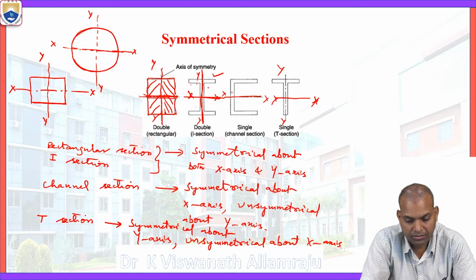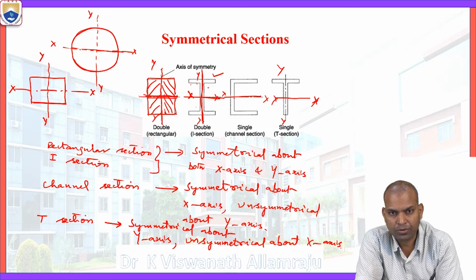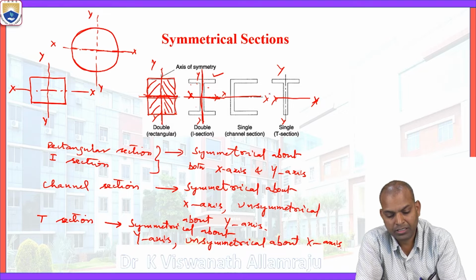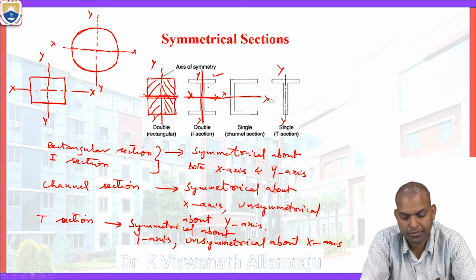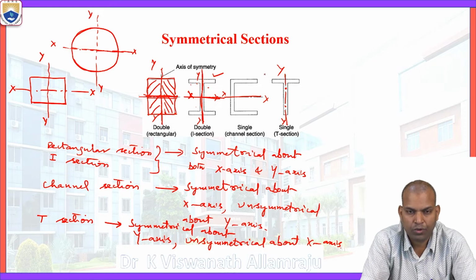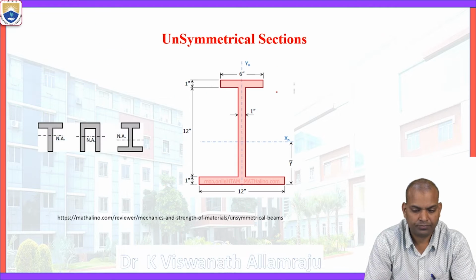And if we consider the channel section, it is symmetrical about the x-axis, that is the neutral axis or centroidal axis, but not about y. So that's why it is a single symmetry. Whereas the T section geometry is such that it is symmetrical about the y-axis. And what about the x-axis? It is unsymmetrical about the x-axis. So this is the concept of a symmetrical section.